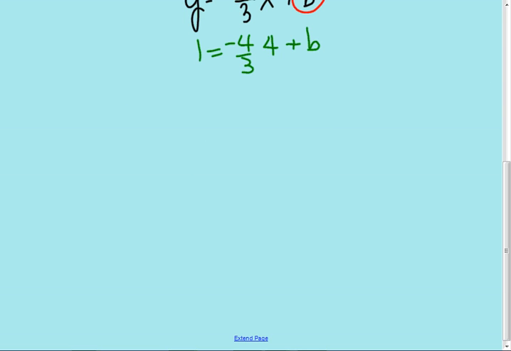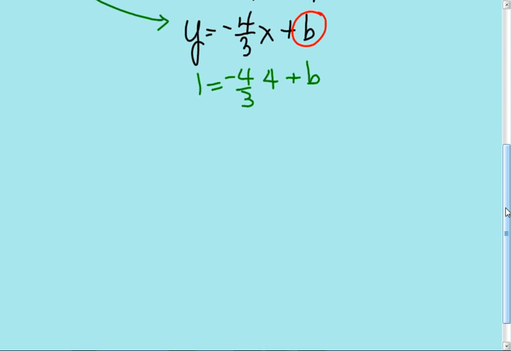You just multiply them. This is negative 16 over 3. Multiply the top numbers, multiply the bottom numbers. Called the numerator and denominator. Okay, solving for b. I'm going to add that to both sides, so I get 1 plus 16/3. Now I have to know how to add fractions.